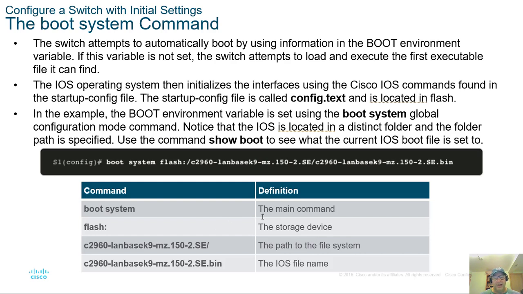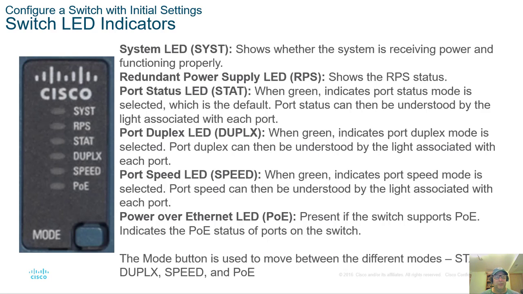So, hey, there is an operating system. It's stored in flash. There's also a config file. It's called config.txt. And the startup config file is going to keep track of all your changes as long as you remember to go ahead and copy and save it. So copy run start is the key to that.